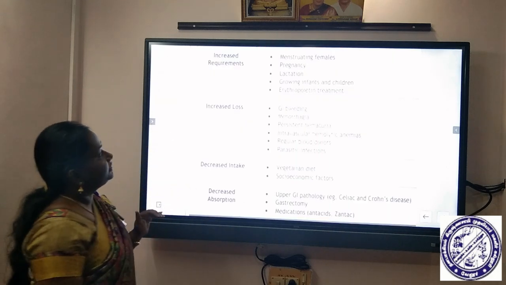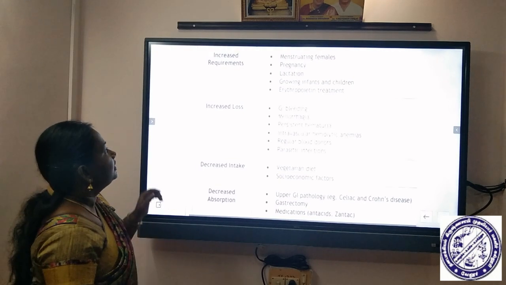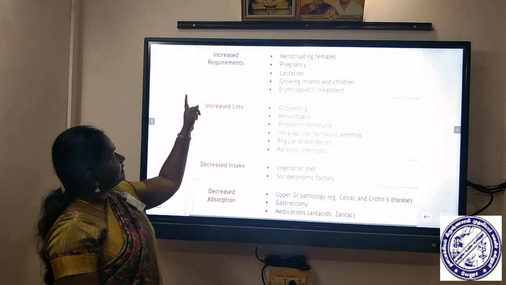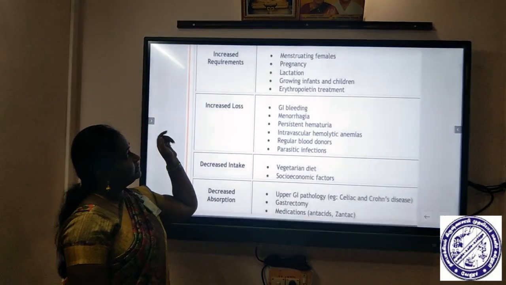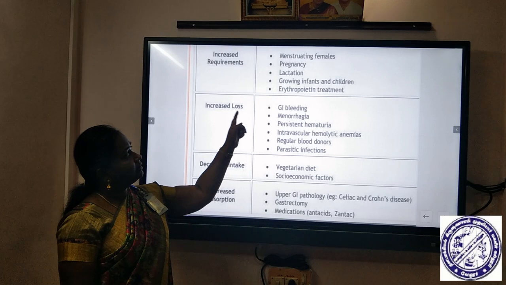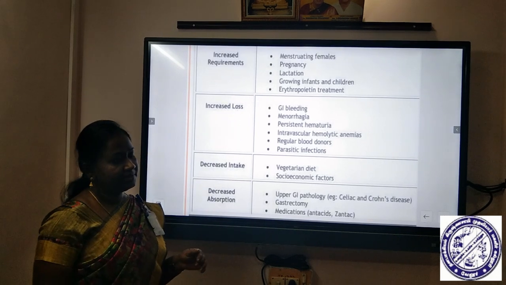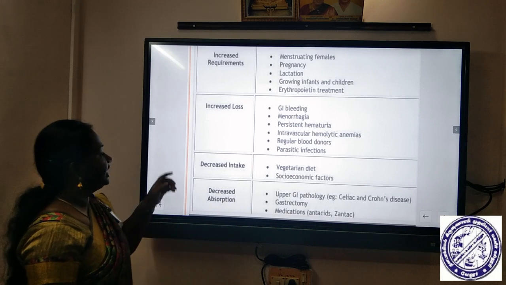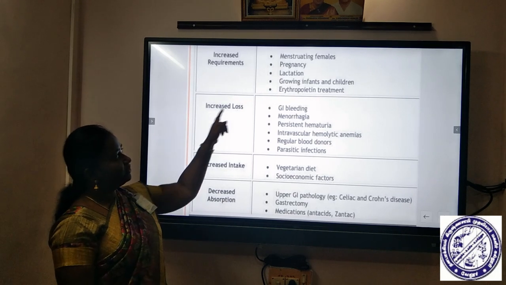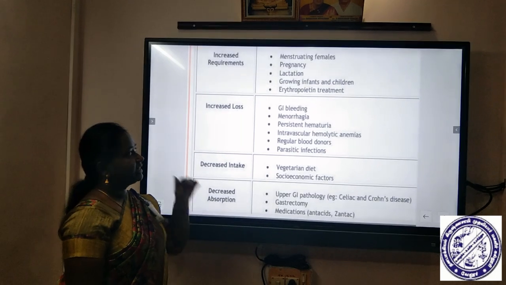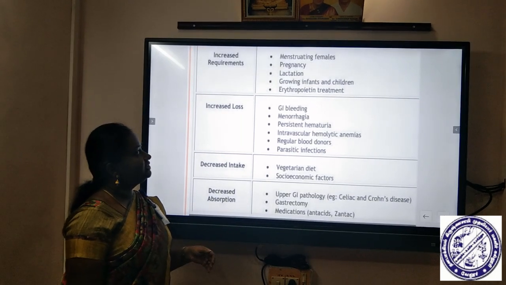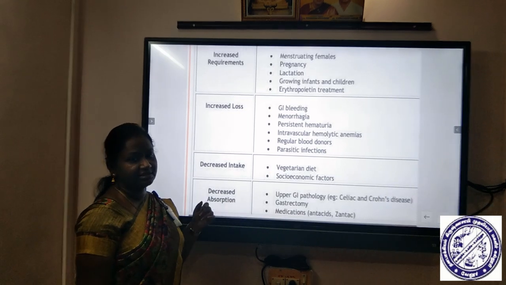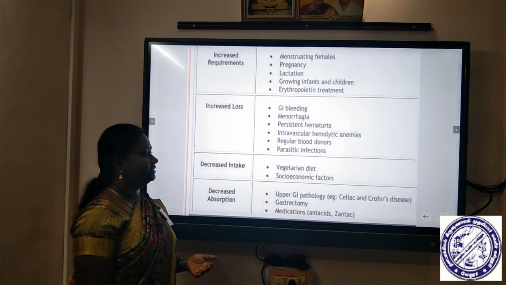So the requirement of iron is given in this chart. We have the increased requirement of iron for menstruating females, because during menstrual periods blood will be lost, so we have to take a high amount of iron. And for pregnancy, because the child and the mother should take a sufficient amount of iron for the normal growth of the child. And lactation is nothing but nursing the child.